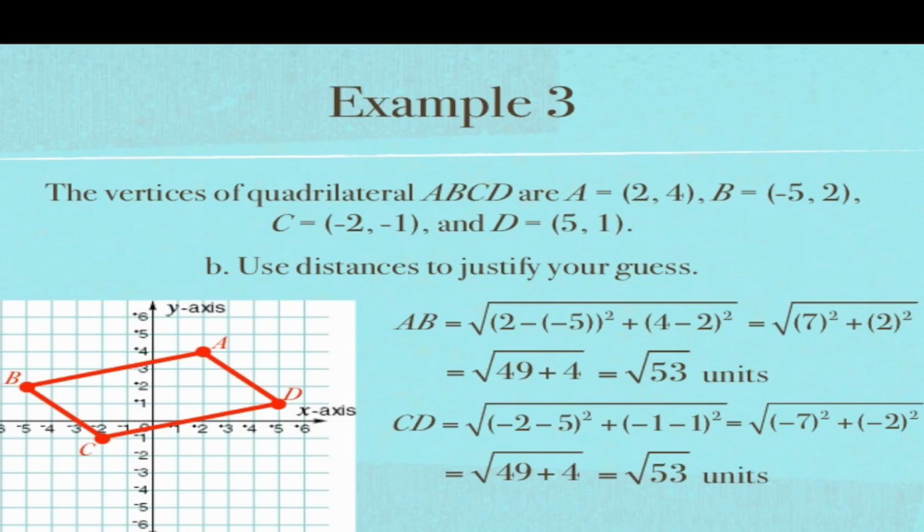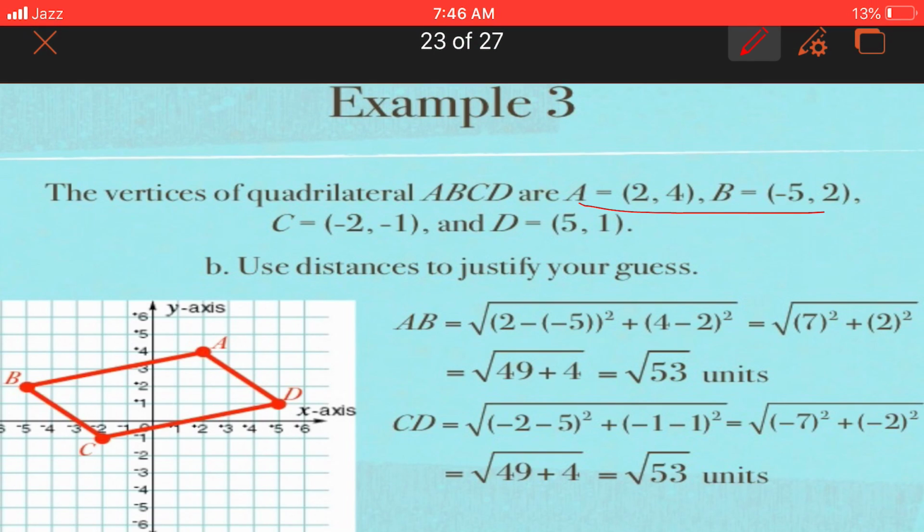The next example is: the vertices of quadrilateral ABCD are A, B, C and D. These are the four vertices of a quadrilateral, and you have to justify by using the distance formula whether they are the actual points of a quadrilateral or not. We just find the distance between the opposite sides AB and CD using the same distance formula, using the points A and B first. After calculating we get a value of root 53 units. Similarly we did it with CD, using the coordinates of C and D, applying the formula, and the final answer is again root 53.